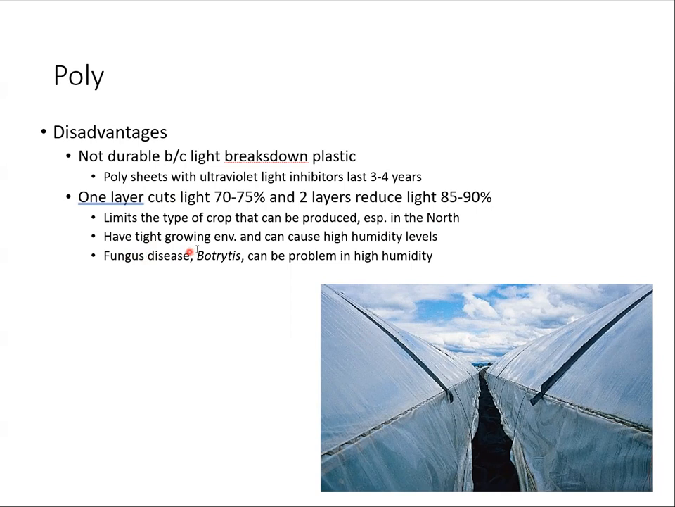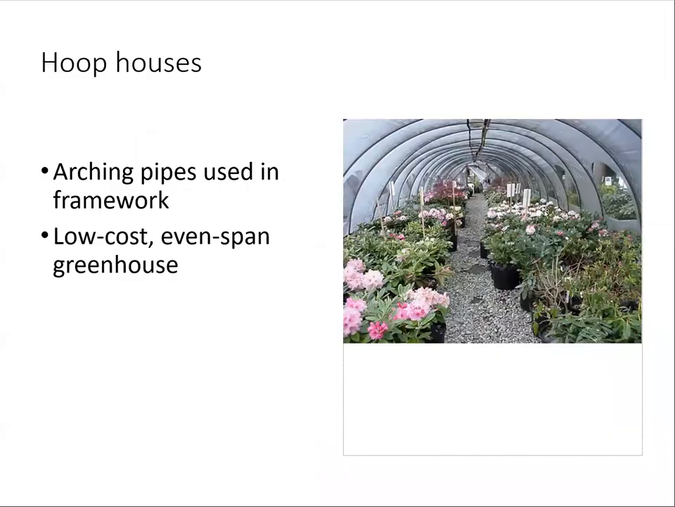The growing environment itself is pretty small, and it can cause really high humidity levels because it's completely covered, right? You only have end ventilation. Typically, you don't have side ventilation on these. And if we can zip back to this, you can see that the area that you have to grow is pretty tight because of the curve structure itself.